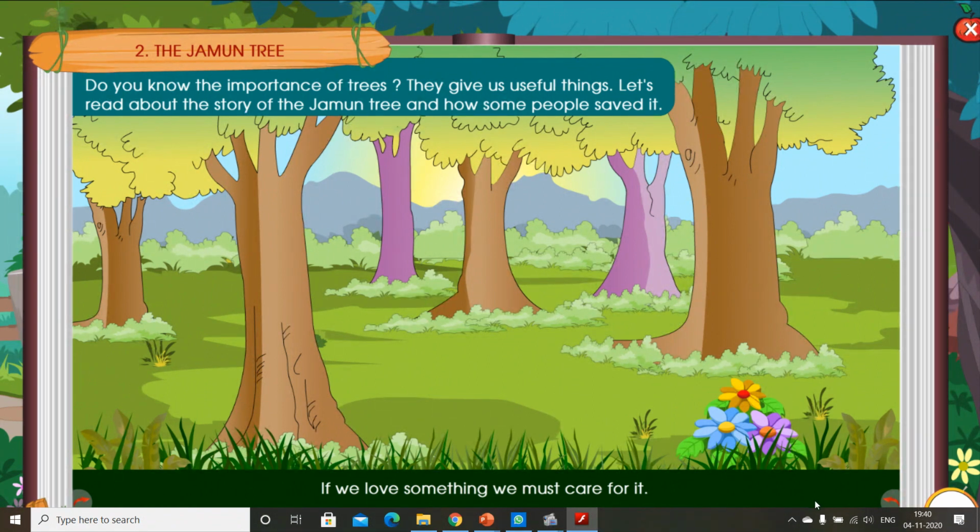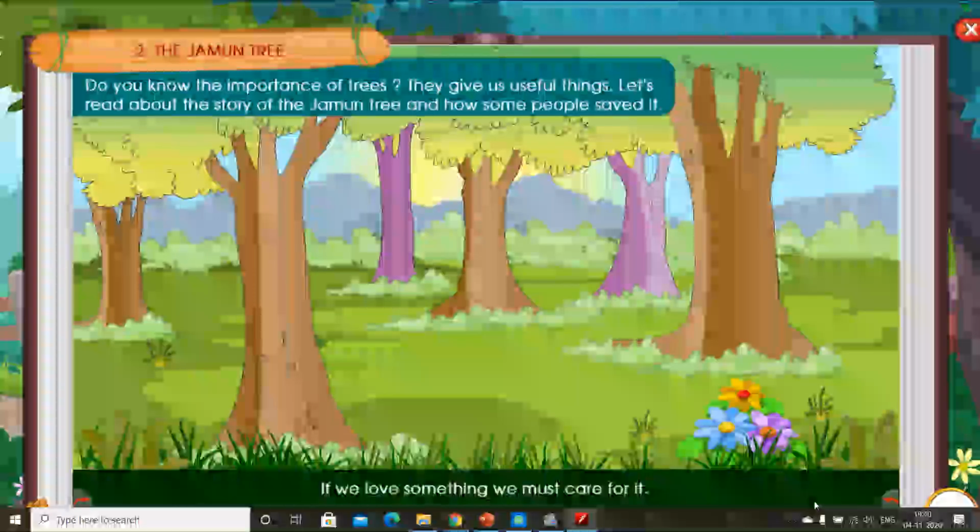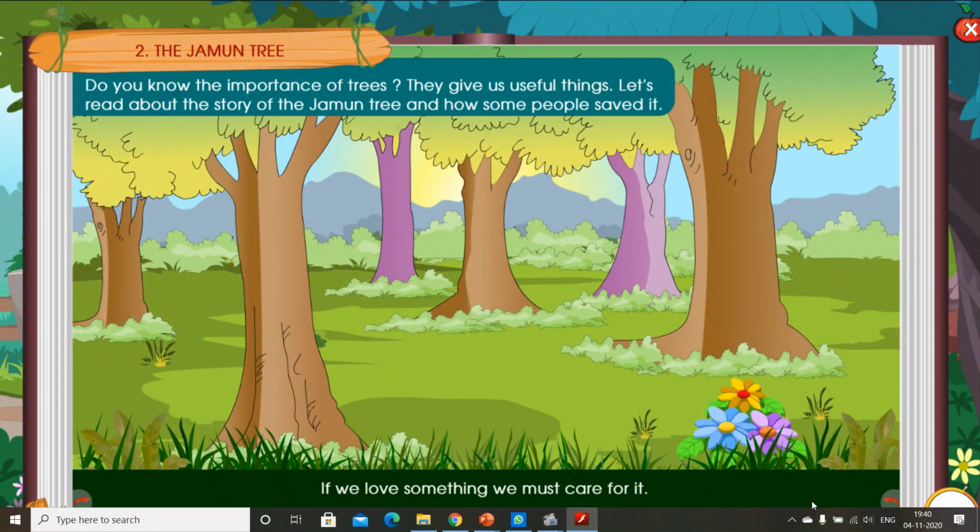So children, this is all about the last class, how Rajat and Aruni saved the trees.